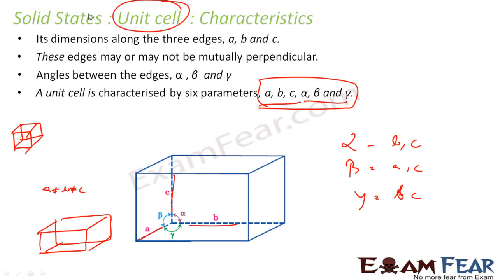Correct? So unit cells are the basic building blocks of the lattice. A unit cell is nothing but a three-dimensional box kind of thing. It is either a cube, a cuboid, or there are various unit cells, and the parameters for unit cells are alpha, beta, gamma, a, b and c. a, b, c are the lengths of the unit cell, alpha, beta, gamma are the angles.